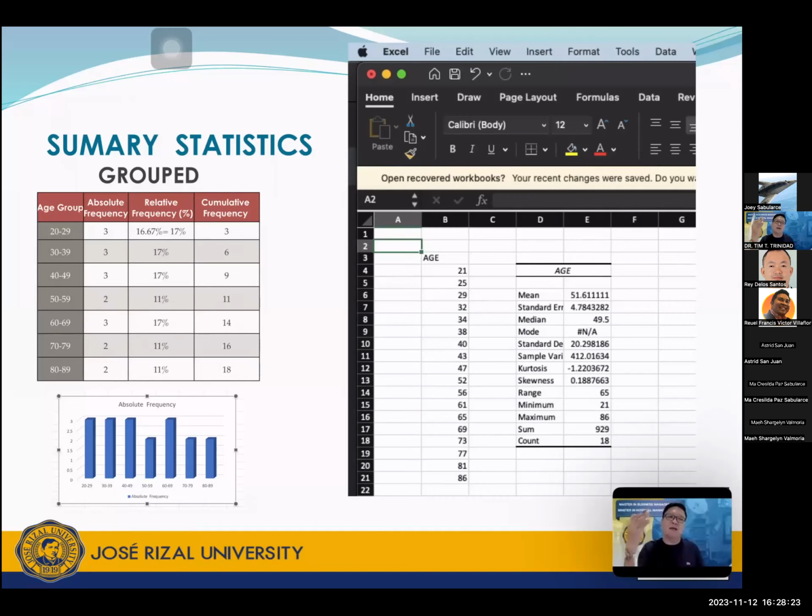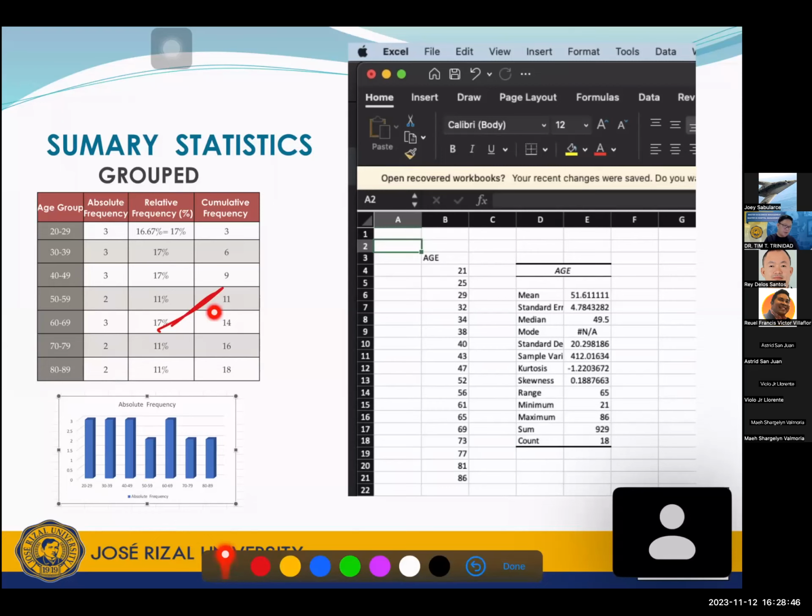Along with that, you should make a painting or a picture that would vividly represent your information. And how are you going to do that? How are you going to paint your information? By providing graphs and tables, a frequency table. I-summarize mo siya na ganito para maintindihan.